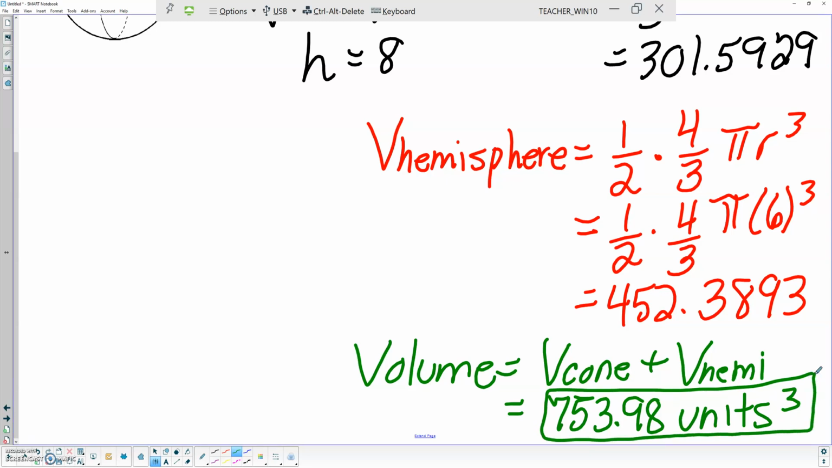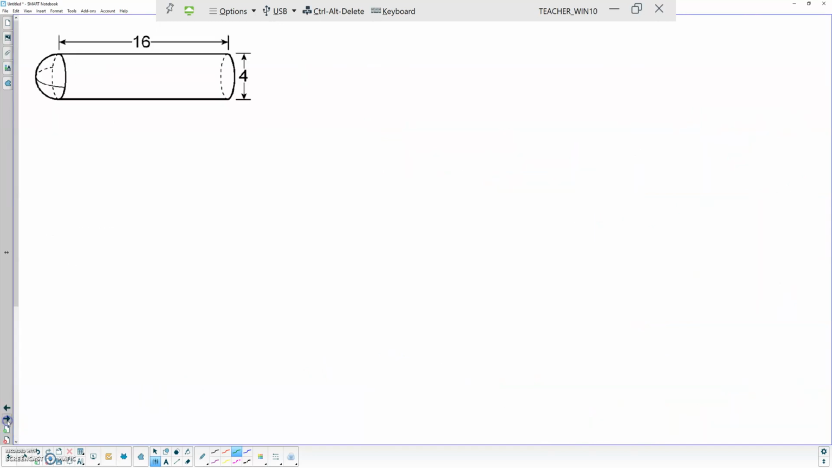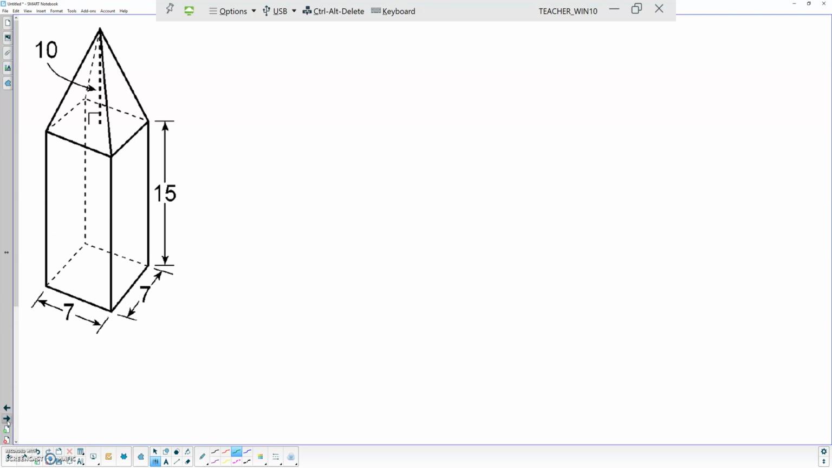Again, to find the volume of a composite solid, you're finding the volume of the individual parts and then adding it all together. Another one that I think we can take a look at is number 4 on your worksheet. In number 4, you'll notice we have on top a square pyramid, and on the bottom we have a rectangular prism.